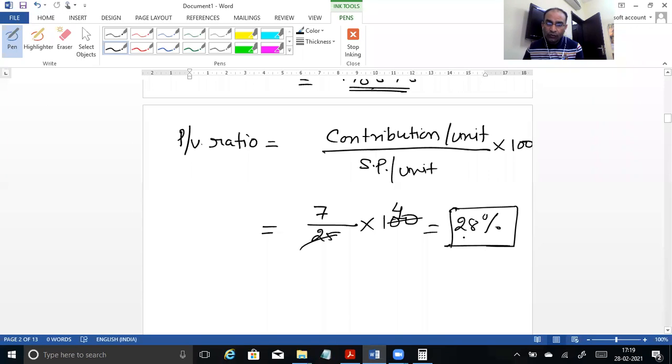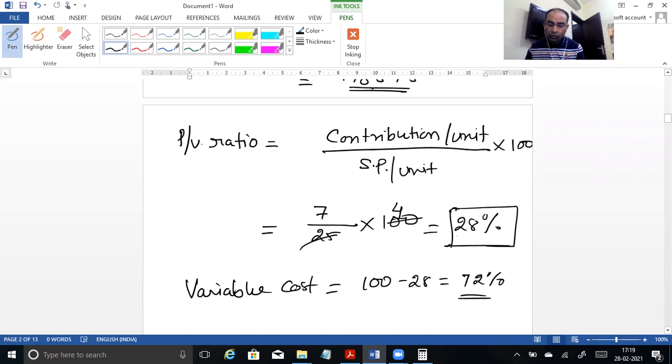It means if your PV ratio is 28%, your variable cost would be 100 minus 28, which is equal to 72%. Okay, so in your total sales value, the 72% portion is your variable cost and 28% is your contribution.